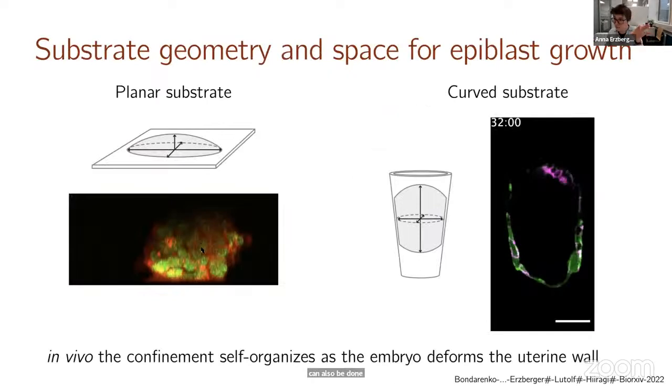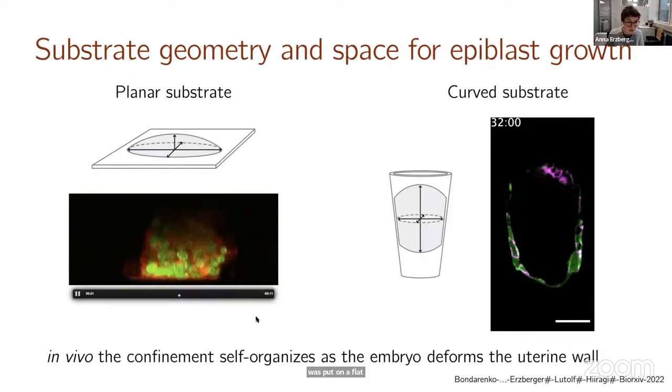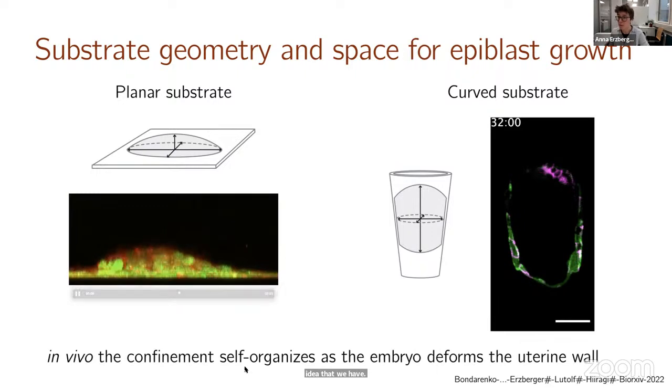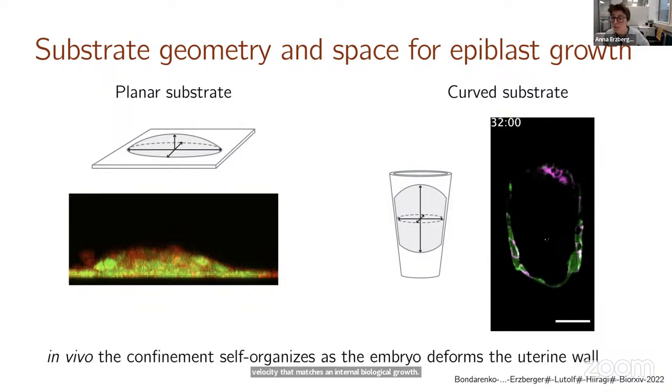When the embryo is put on a flat substrate, it spreads out consistently with this wetting idea that we have. But what happens is that the embryo gets crushed, so it cannot develop properly. And in the end, what we think is important here is that the contact line moves with a velocity that matches an internal biological growth timescale that describes the growth of the embryo on the inside, so that the embryo actually has enough space to grow as it develops.